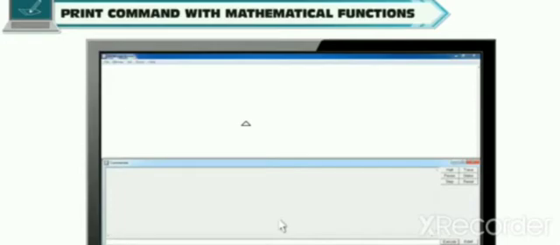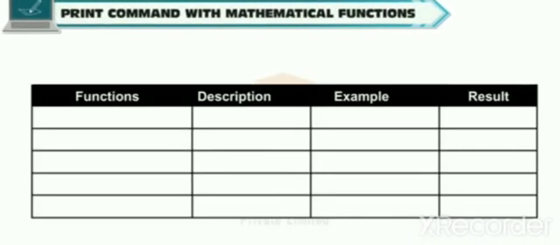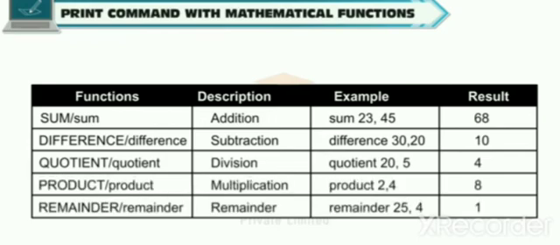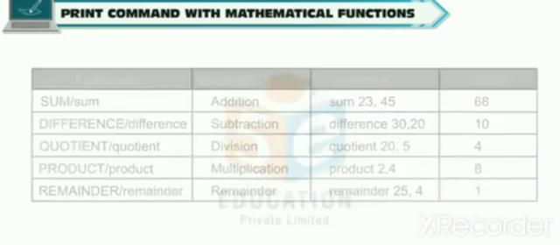Print command with mathematical functions. Logo provides the usual arithmetic operations like addition, subtraction, multiplication and division. Each of these operations produces a result. With the print command, the result of an arithmetic operation can be used and printed in the command window. The functions are: sum, for addition, which takes two numbers and the result will appear, and remainder, for calculating the remainder after division of numbers.